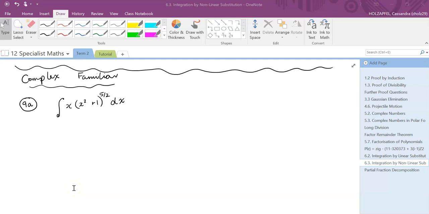Hi guys, welcome back. So I've got a little bit more of a complex example for you. I actually think this could probably still fall within the realm of simple familiar, but we'll start off with a relatively simple one and we'll build our way up.